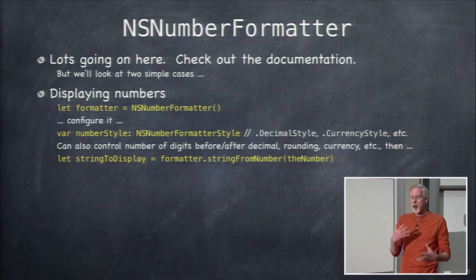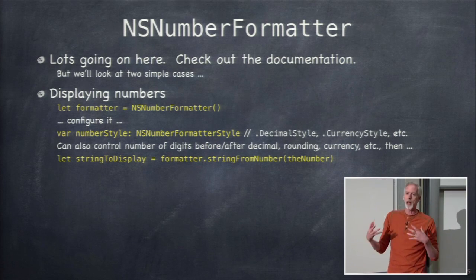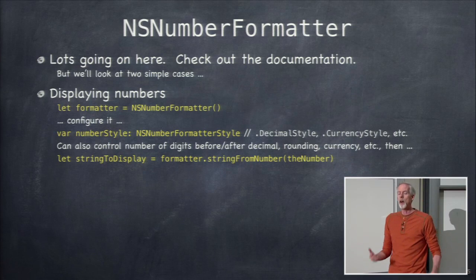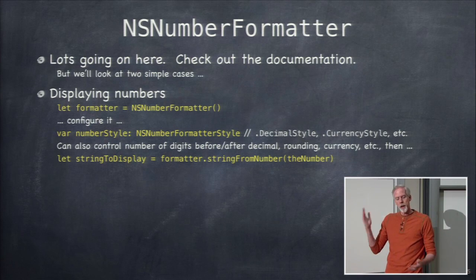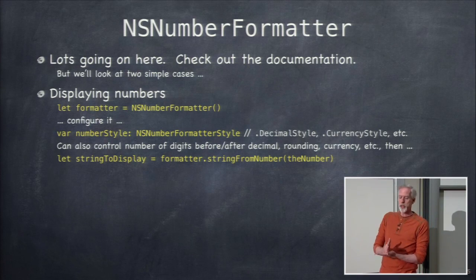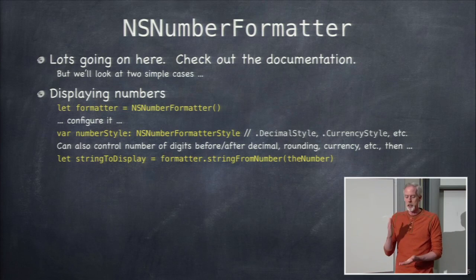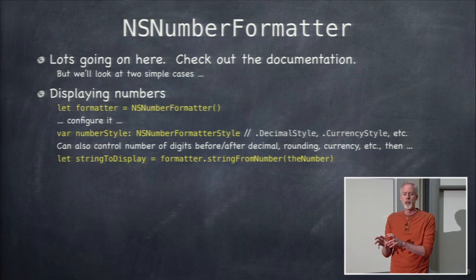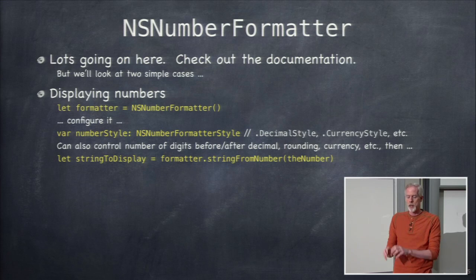Then you can set other things about the formatter, how many digits you want before and after the decimal point, how you want rounding to happen, all that kind of stuff. Set that all up, and then you just call formatter string from number. You give it the number you want, and it will return to you a string that uses all those attributes that you set up and is proper for the locale you're in. Okay? So that's that way.